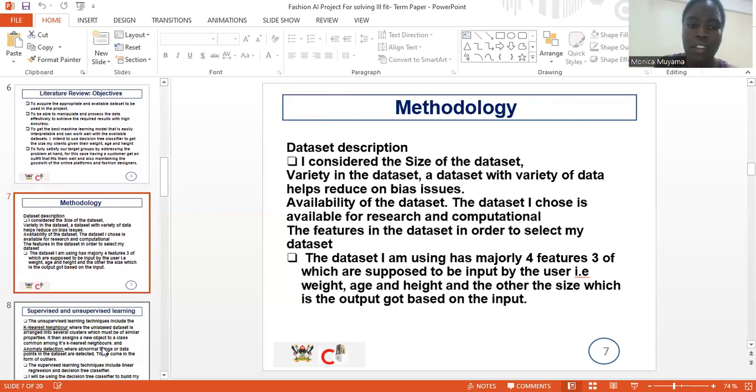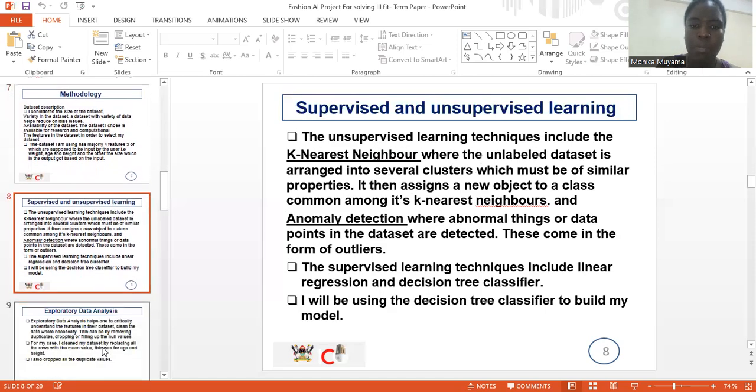Methodology: I'll have the data set description. I consider the size of my data set and variety in the data set. A data set with variety helps reduce biases. Availability of the data set: the data set I chose is available for search and computation. Features of my data set, in order to select my data set: the data set I'm using has majorly 4 features, 3 of which are supposed to be input by the user, i.e. the weight, age, and height, and the other, the size, which is the output got based on the input.